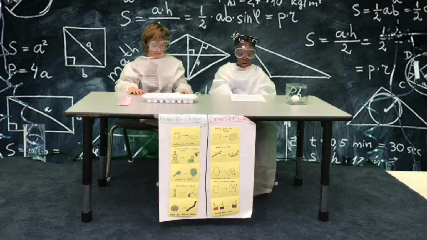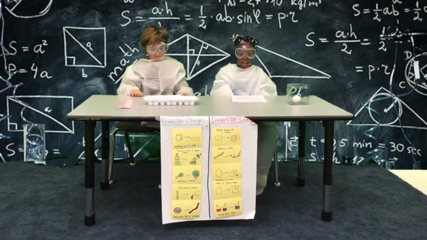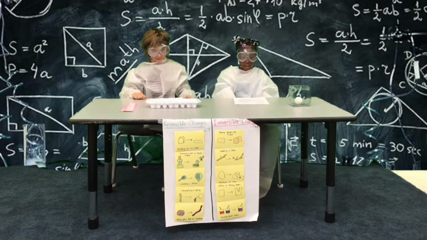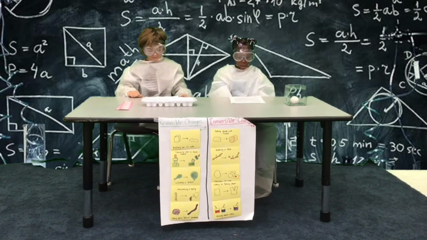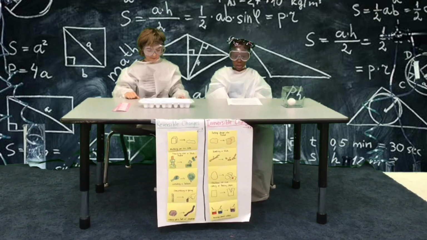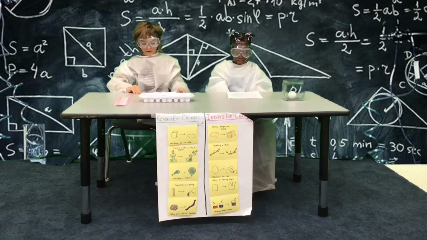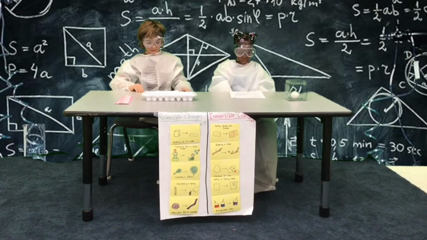Today we are going to teach you about reversible and irreversible changes. A reversible change is when something can change back to its original state. An irreversible change is when something can't change back to its original state.